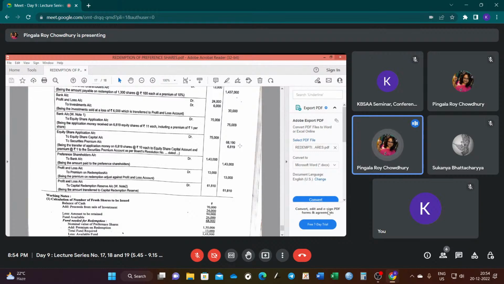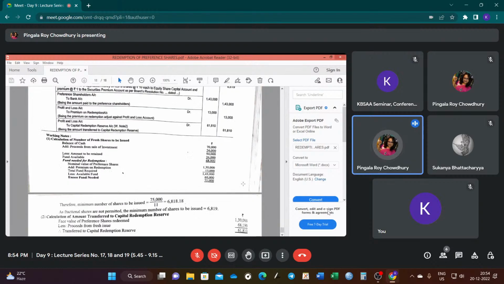Now you have the minimum number of equity shares issued. Further, you have to check whether you need any further amount to suffice your redemption. Total redemption was for rupees 1,30,000, out of which fresh proceeds have been utilized for rupees 68,190. After utilizing 68,190 from fresh proceeds, you are left with 61,810 rupees. That has to be set aside from profit and loss account, and a capital redemption reserve has to be created so as to suffice the total 1,30,000 for redemption. So profit and loss account debit 61,810 to capital redemption reserve 61,810.